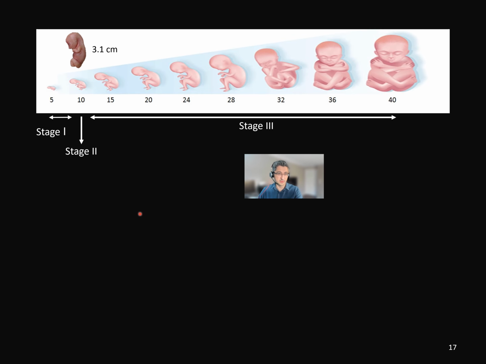So let me tell you the embryology again, because it's very important to understand malrotation. There are 3 stages. The first stage is between 5 to 10 weeks of gestation. Second stage is around 10 weeks. And the third stage starts around 11 weeks and continues until birth. The bowel returns to the abdominal cavity at stage 2, around 10 weeks.